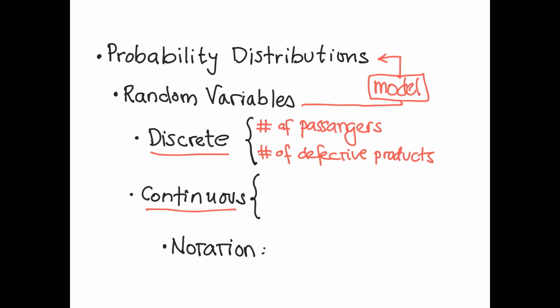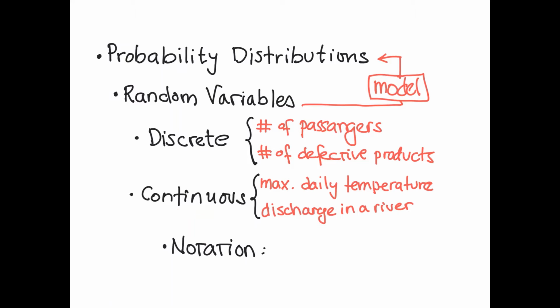The number of passengers in a train, for example, is a discrete random variable because you can only count them one by one. In other words, in discrete values. The number of defective products that are being produced in a batch in a factory is also another example of a discrete random variable. For continuous random variables, we'll have variables that involve probability, but they can be measured in a continuous scale. For example, the maximum daily temperature in a location or the discharge in a river.